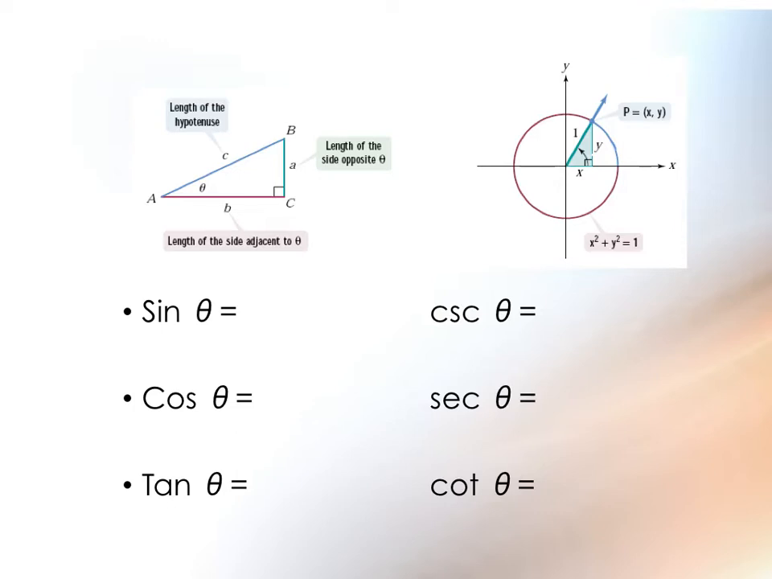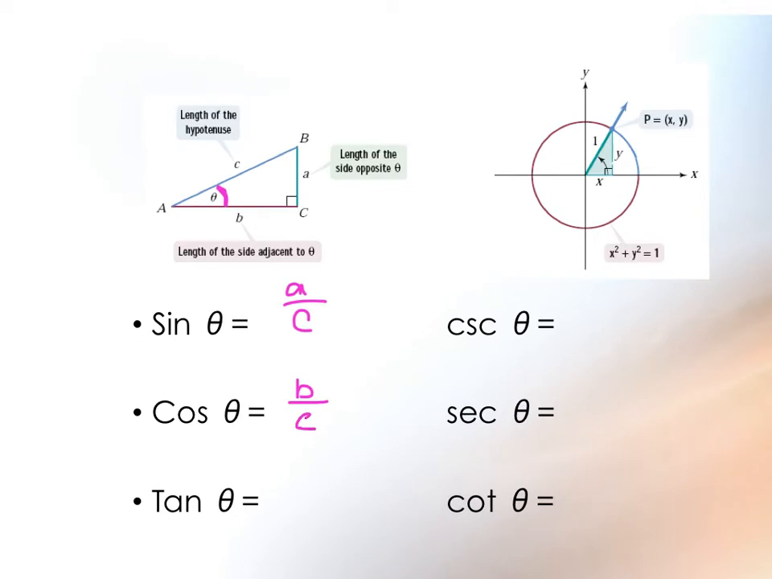So the sine of theta, and theta is in this corner where A is, would be opposite, which is a, over hypotenuse, which is c. Cosine is adjacent, which is the one next to the A, over the hypotenuse, which is c. Tangent is opposite over adjacent, a over b. And then cosecant, I flip sine, so it's c over a. Secant, I flip cosine, which is c over b. And cotangent, I flip tangent, which is a over b, so when flipped, b over a.